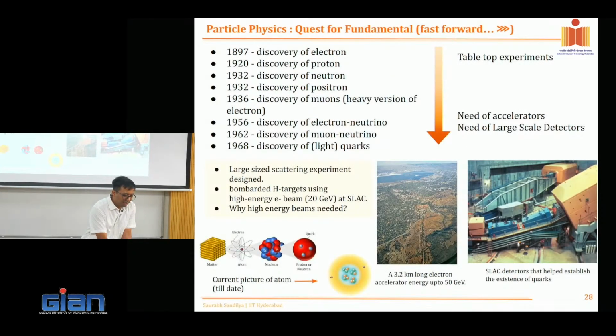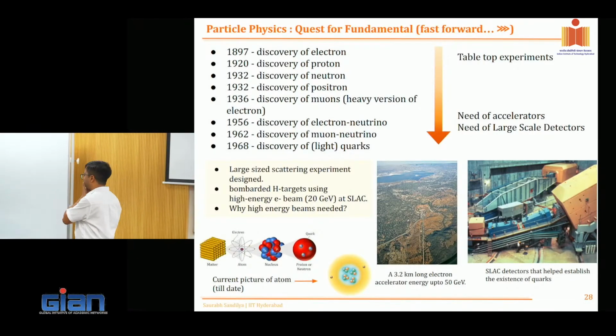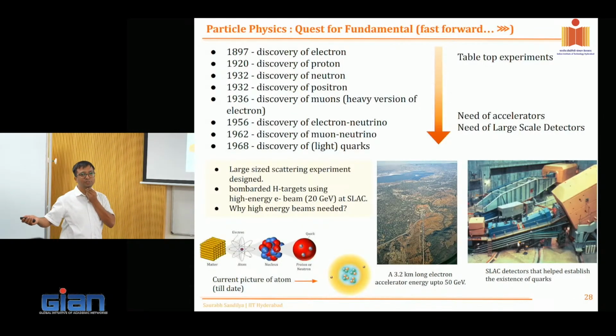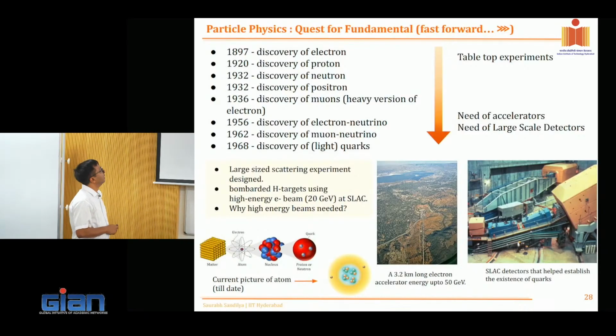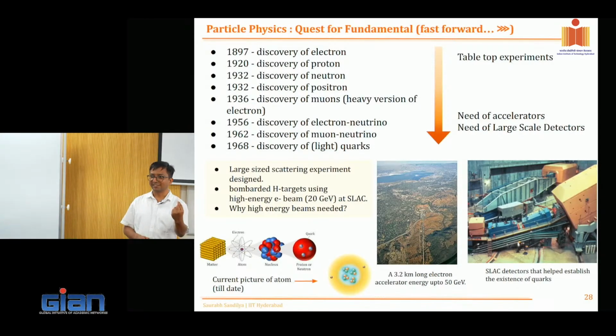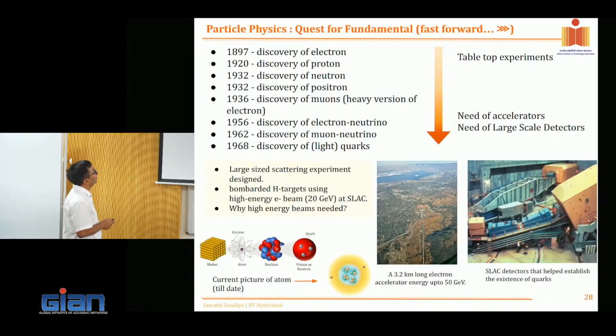Okay, let me fast forward my quest. The story was the quest of the fundamental. We went in search of atoms, nucleus, neutron, proton, and the size of the nuclear radius. So now you're seeing that my experiment is becoming larger and larger. There's a need for high energy. Why is there a need for high energy? Because you want to probe smaller and smaller distances. So that's why we make bigger and bigger accelerators. And that's how electron, proton, and neutrons were discovered.